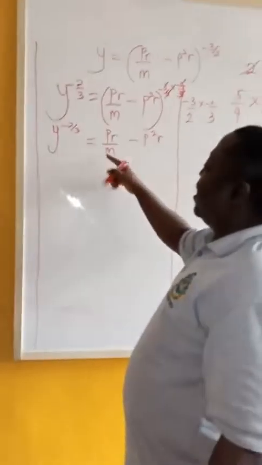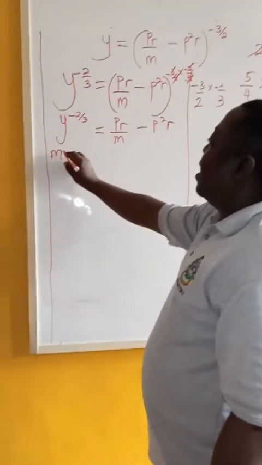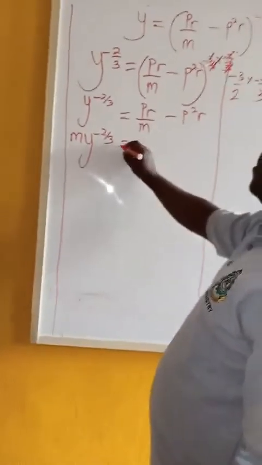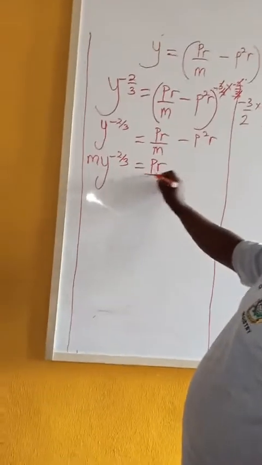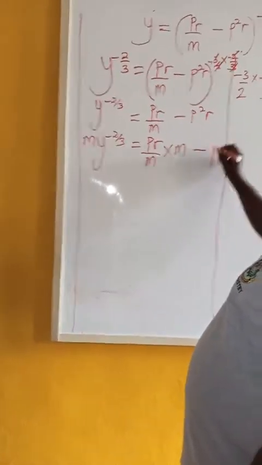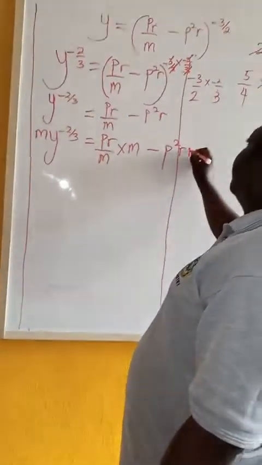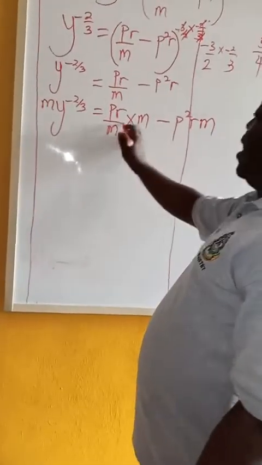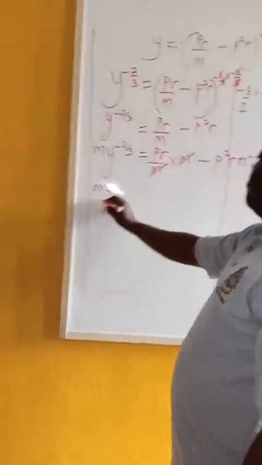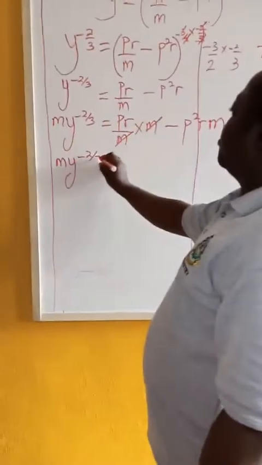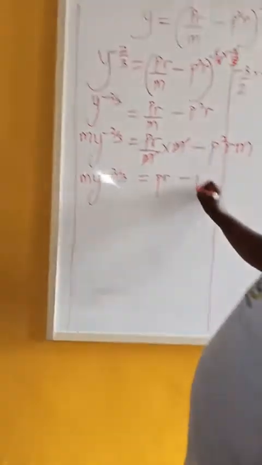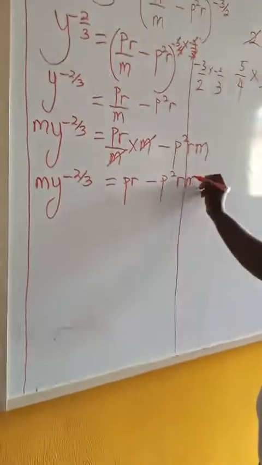Multiply through by m. So this is now m y raised to power minus 2 over 3 is equal to PR over m times m minus P squared R times m. So m cancels m here, and we are left with m y raised to power minus 2 over 3 is equal to PR minus P squared R m.